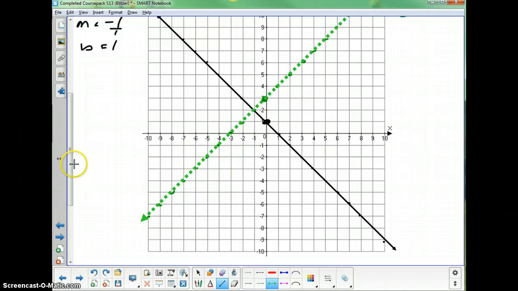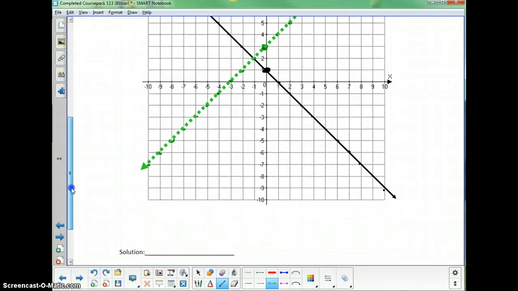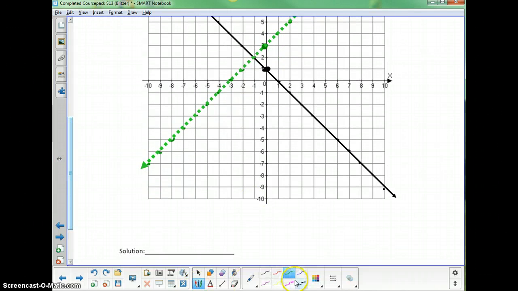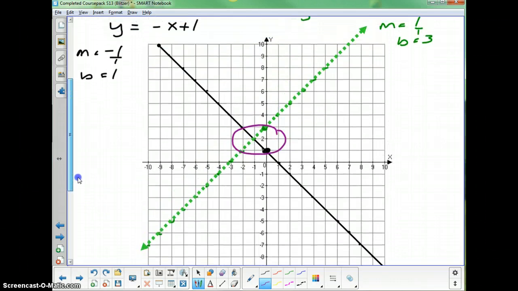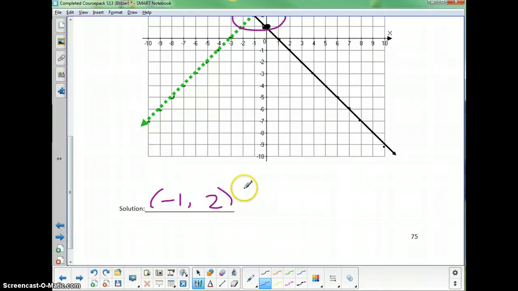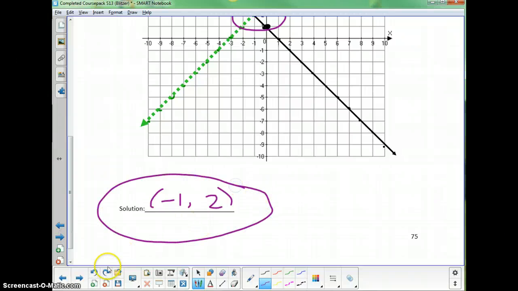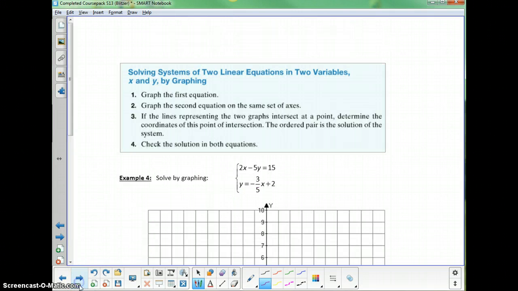Okay. Now I can see that the solution is the place where the two lines intersect. They intersect right here at the ordered pair that has x value negative 1 and y value 2. So the solution is negative 1, 2. And again, there's only one solution, only one place where those two lines intersect. So I list the ordered pair as the solution, the answer to that system. Let's look at the next one.